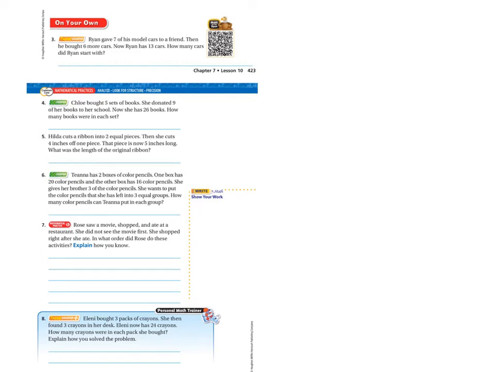Third grade. Today we are checking page 423 to 424, numbers 3 through 8. Before we begin, these problems are very tricky. They are all two-step problems, and many of them require you to work backwards.